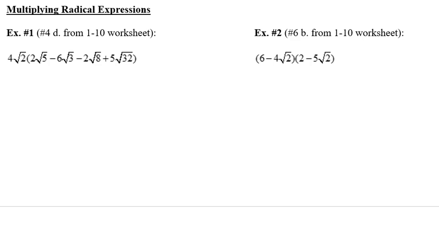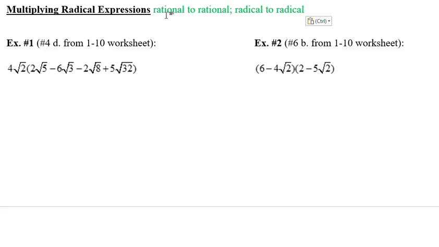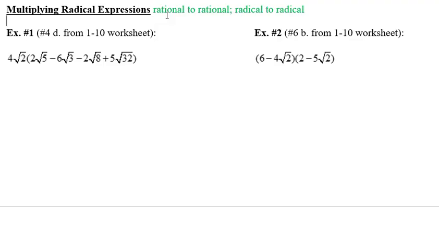We're going to look at 4 examples for multiplying radical expressions. The big thing that's important to remember when we're multiplying radical expressions is that we do rational to rational, radical to radical. So outside to outside, inside to inside. With these questions, we also are looking at polynomial expressions where there's more than one term. So we need to remember to distribute.